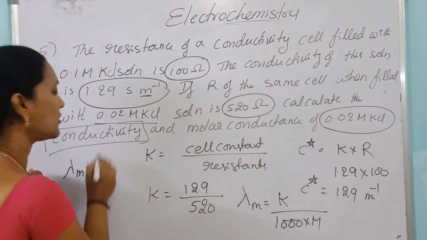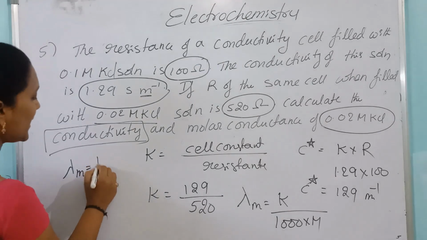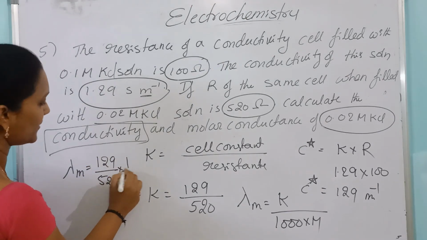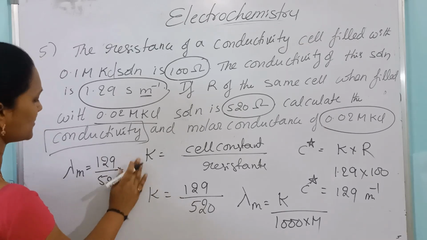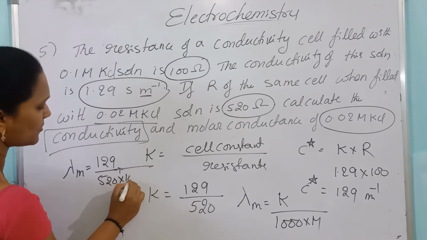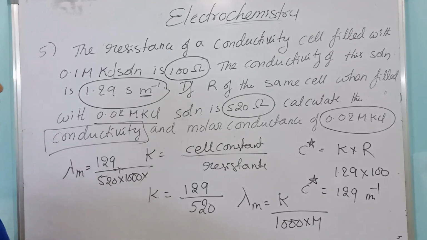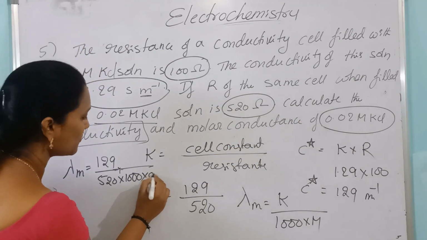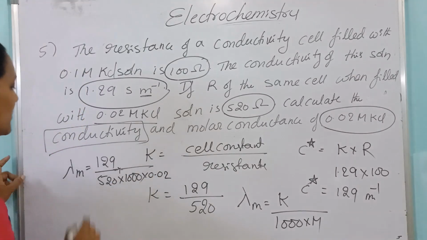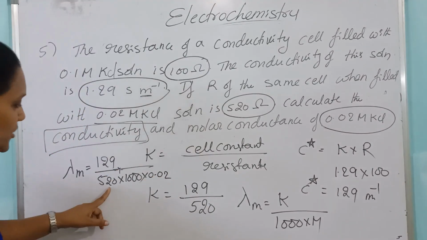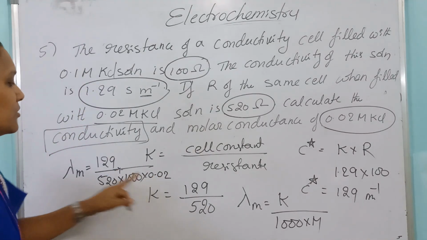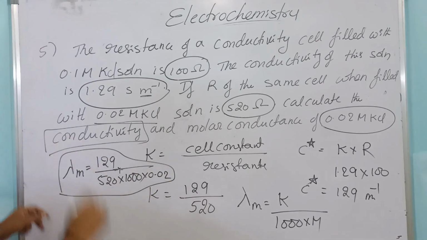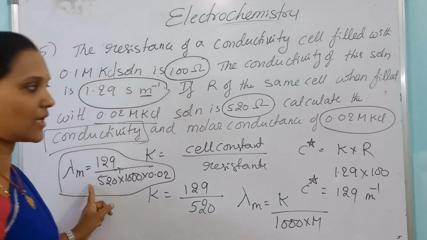So what is the final? Lambda, molar conductance, is equal to K, 129 by 520, into 1000 into molarity. What is the molarity? 0.02 M. Just 129 by 520 into 1000 into 0.02. Simplify this one and you will get the answer. It is the molar conductance.